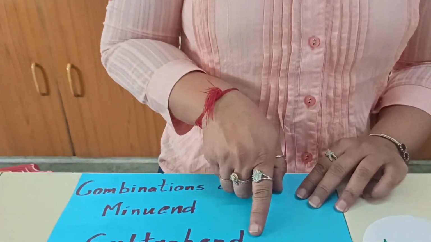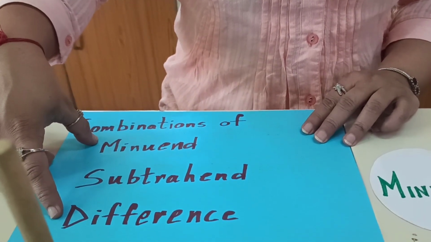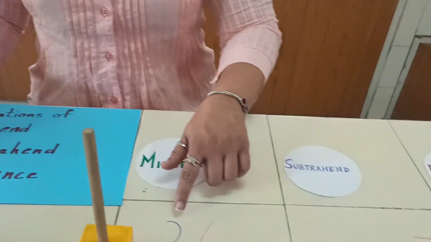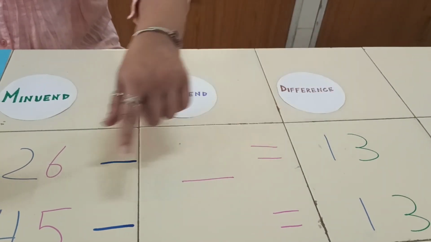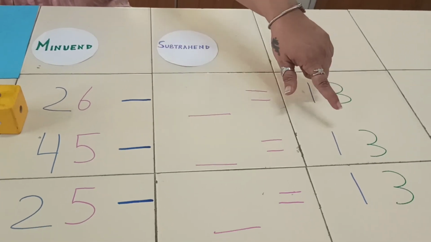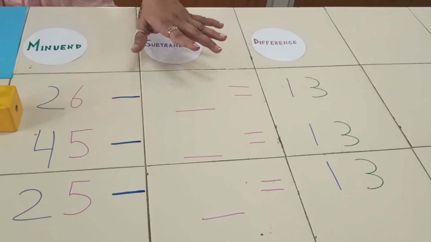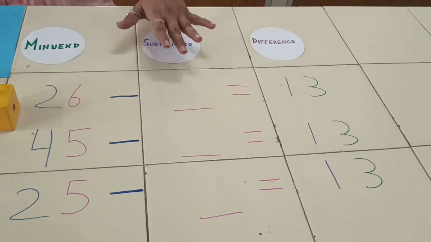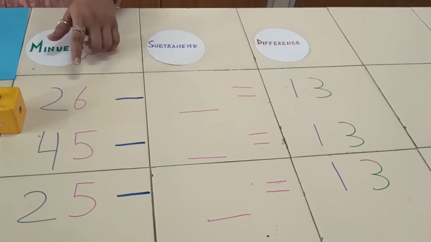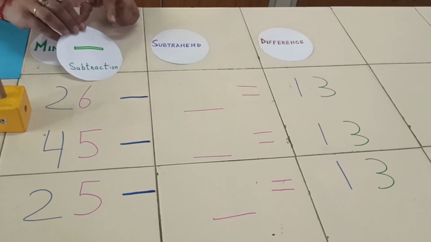Let's move to the second part where we are going to find the subtrahend, and the minuend and difference would be given. As you can see here, 26 minus dash is equal to 13, 45 minus dash is equal to 13, 25 minus dash is equal to 13. We are going to see only 3 combinations, but there are many more combinations. It's only the method which we are going to see. And whenever we need to find the subtrahend, we need to do subtraction.